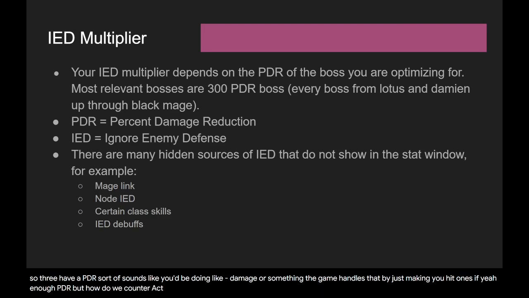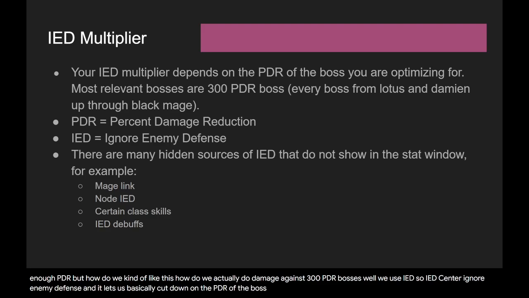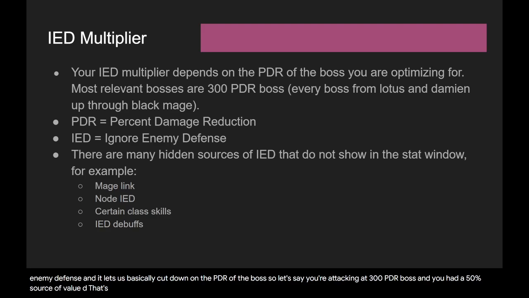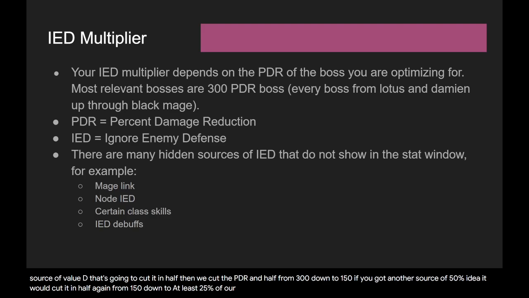But how do we counteract this? How do we actually do damage against 300 PDR bosses? Well, we use IED. IED stands for Ignore Enemy Defense, and it lets us basically cut down on the PDR of the boss. So let's say you're attacking a 300 PDR boss and you had a 50% source of IED. That's going to literally cut the PDR in half, from 300 down to 150. If you got another source of 50% IED, it would cut it in half again, from 150 down to 75. And suddenly we're doing at least 25% of our maximum damage, and hitting more than ones, which is great.